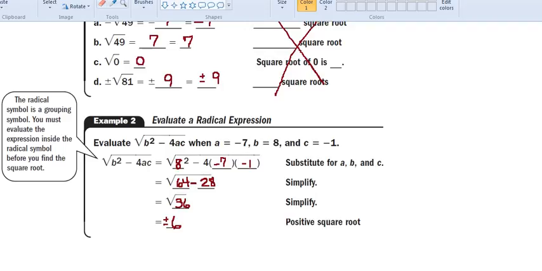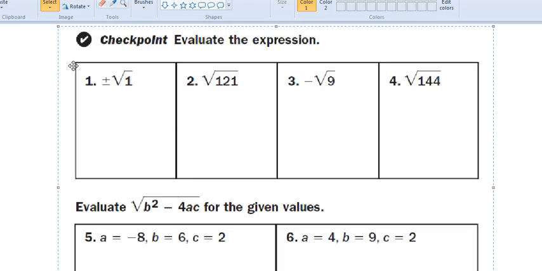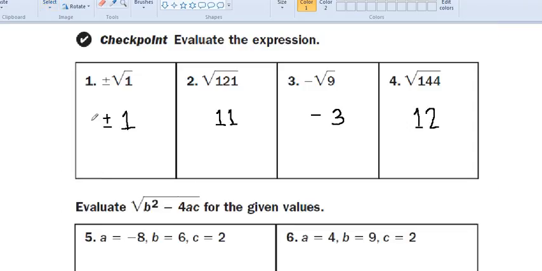Now go ahead and look at the checkpoints. Okay, go ahead and try 1, 2, 3, and 4 on the checkpoints. Pause the video, and then I'll show the answers. And here are the answers. Here we've got a ±1. Here we have 11 for number 2, but if you wrote ±11, that's okay too. Number 3, that's going to be the opposite of what this is, so it's -3. And then this is 4. You could have written ±12.